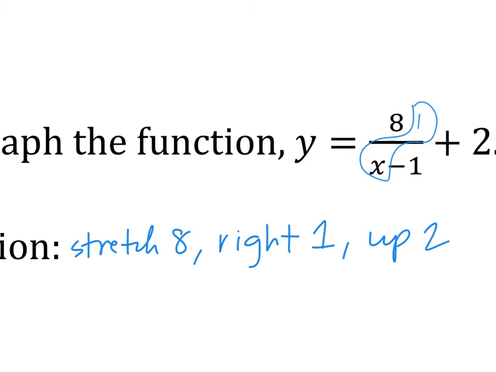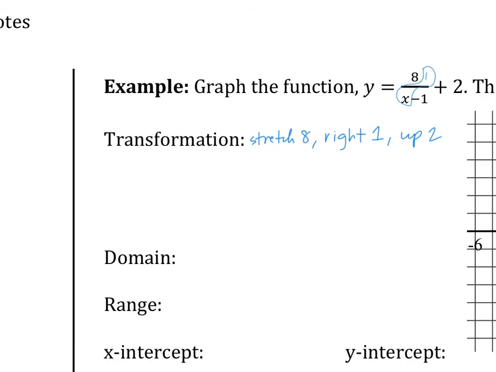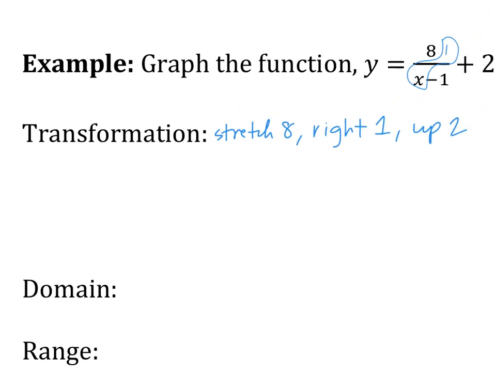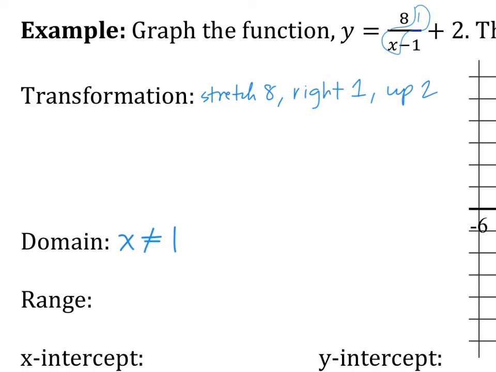That means your asymptotes are going to shift. Where are the asymptotes in the original graph? 0 and 0, right? X equals 0, y equals 0. Now we're shifting them, okay? Sometimes it's much easier if we just start analyzing these before we start graphing. First, let's just look at the domain. What does x not equal to? 1. That's in the denominator, so that's a problem. We'll talk about range later.